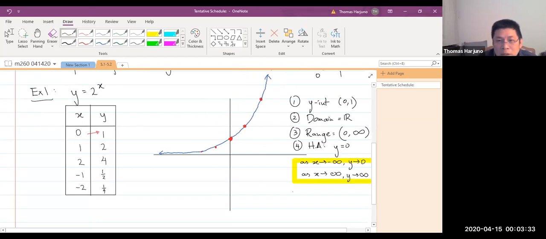Furthermore, we see that the base, which in this case is 2, as long as the base is greater than 1, then the graph is increasing.